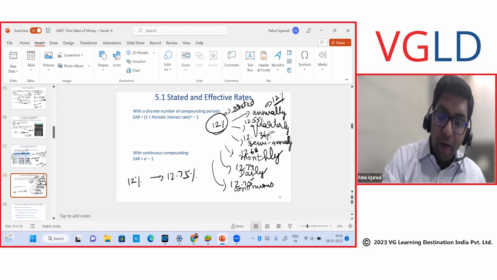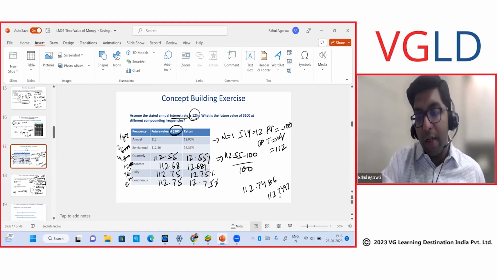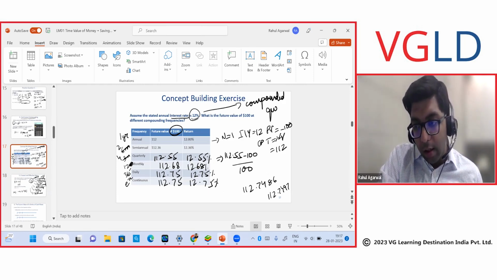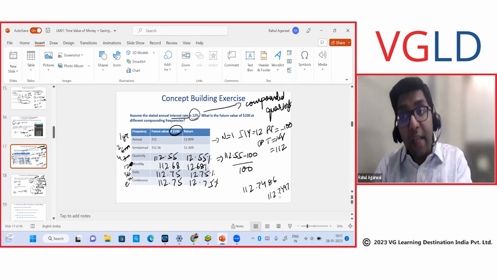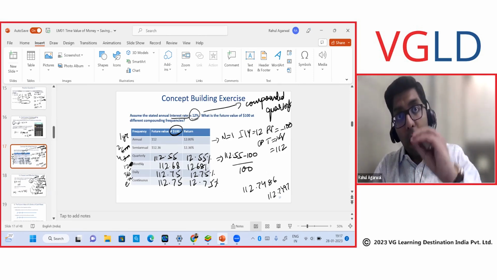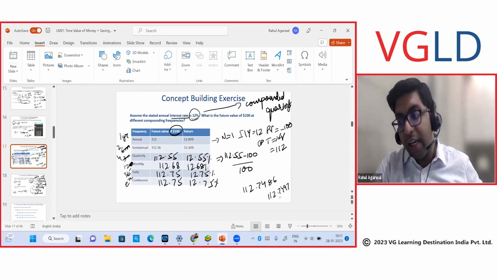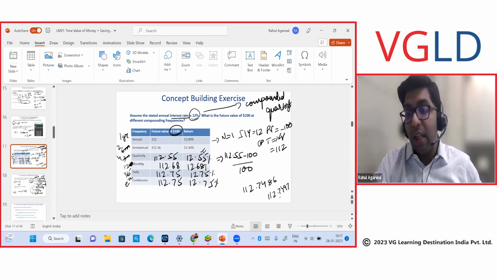The stated rate is given. Suppose I am saying that I/Y is 12%, or I am saying that you are earning an interest of 12%. Like this example, annual interest rate is 12%. But if it is written compounded quarterly, then my stated rate is 12%, the rate which is given. But what is the effective rate, or actually how much are you earning? You are earning more than 12%, right? Because in every 3 months, the interest is also getting reinvested. So quarterly it is 12.55%. This is the effective annual rate.